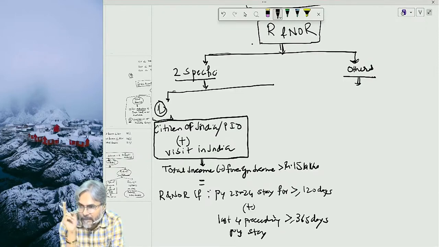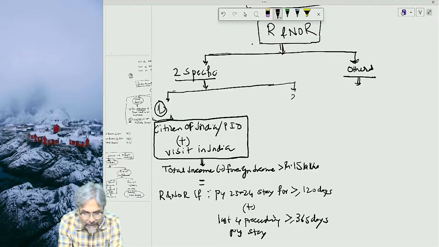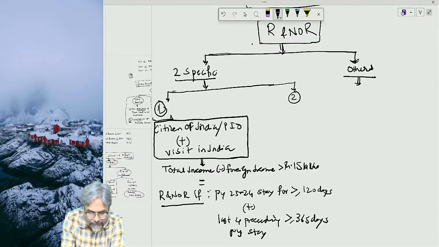Previous year 23-24, stay for a minimum of 120 days, plus for the preceding previous years, the stay should be a minimum of 365 days. Hope that all of you are clear with this one. Is that clear to all of you?